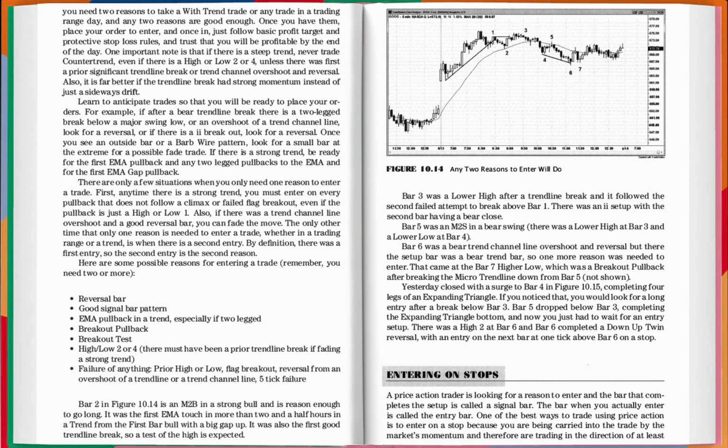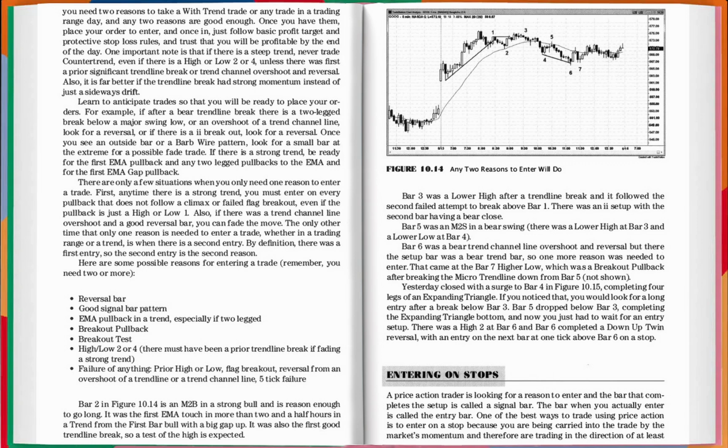There are only a few situations when you only need 1 reason to enter a trade. First, anytime there is a strong trend, you must enter on every pullback that does not follow a climax or failed flag breakout, even if the pullback is just a high or low one. Also, if there was a trend channel line overshoot and a good reversal bar, you can fade the move. The only other time that only 1 reason is needed to enter a trade, whether in a trading range or a trend, is when there is a second entry. By definition, there was a first entry, so the second entry is the second reason.